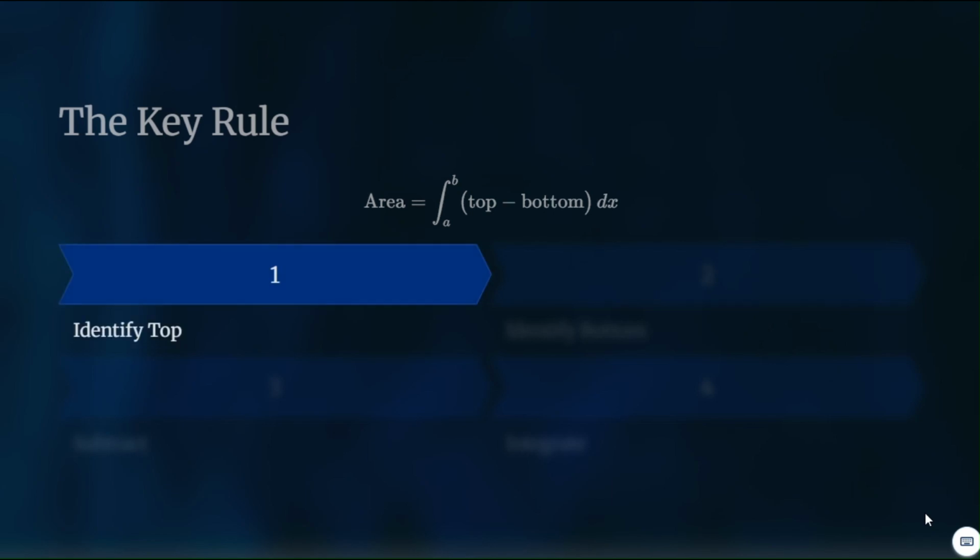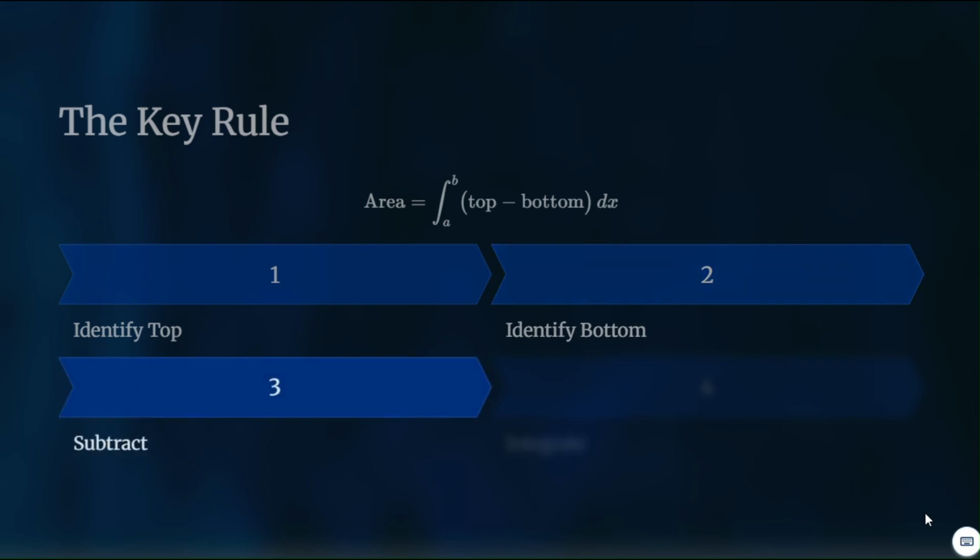So first, you want to identify the top function. That is, which function has greater y values on the interval. And then identify the bottom function, which function has smaller y values on the interval. Then you subtract. You'll form the integrand and do top function minus bottom function, and you'll integrate and evaluate over the given interval from a to b.